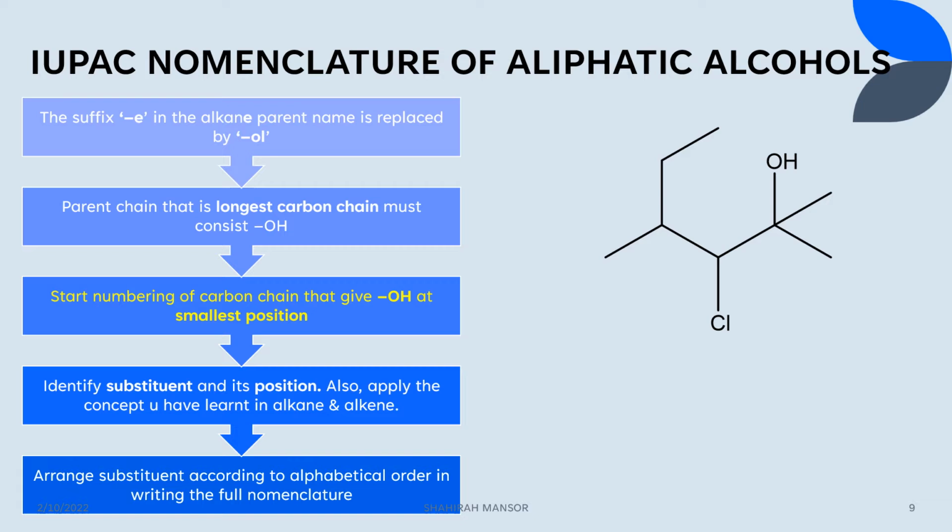So start numbering of the carbon chain that gives OH at the smallest position. So bermaksud kita akan start daripada hujung sebelah kanan. 1, 2, 3, 4, 5, 6. Okay, so this will be the parent. So parent kita ada OH on the second position, okay, with 6 carbon atoms. So the name of this parent akan menjadi 2-hexanol. Okay, 2-hexanol.